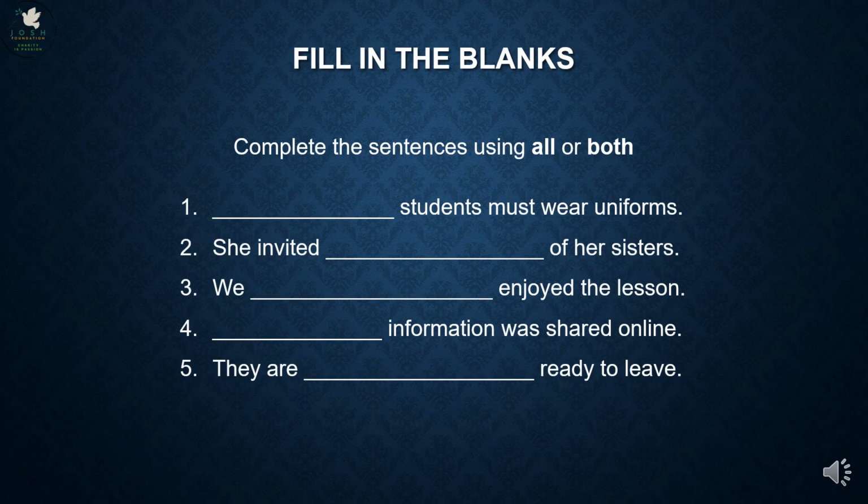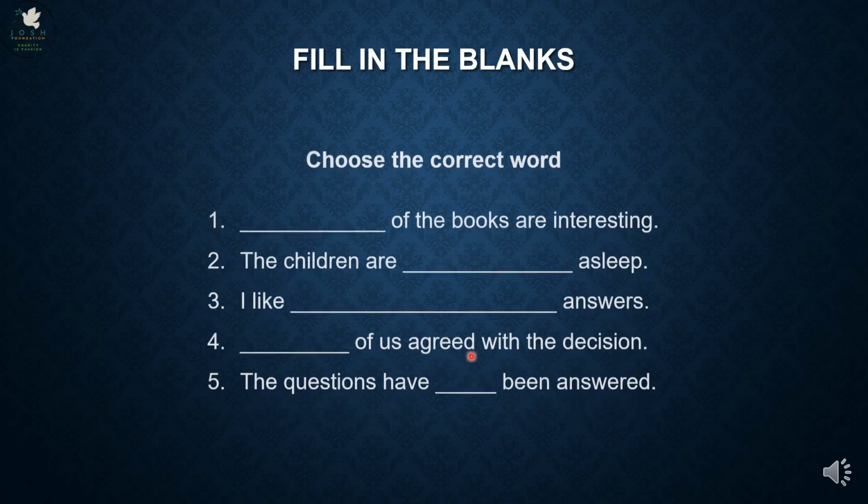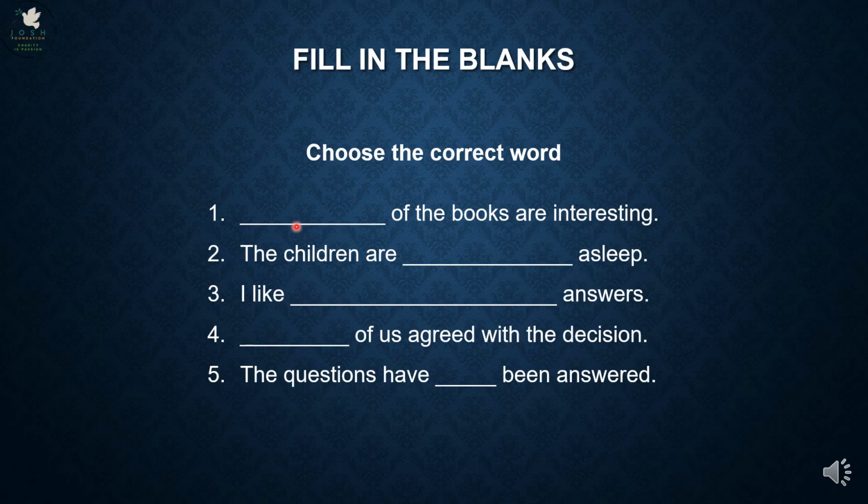So let's fill in the blanks here. We're going to complete the sentences using all or both. Dash dash students must wear uniforms. She invited dash dash of her sisters. We dash dash enjoyed the lesson. Dash dash information was shared online. They are dash dash ready to leave. Fill in the blanks. You're going to choose between all and both. Dash dash of the books are interesting. The children are dash dash asleep. I like dash dash answers. Dash dash of us agreed with the decision. The questions have dash dash been answered.